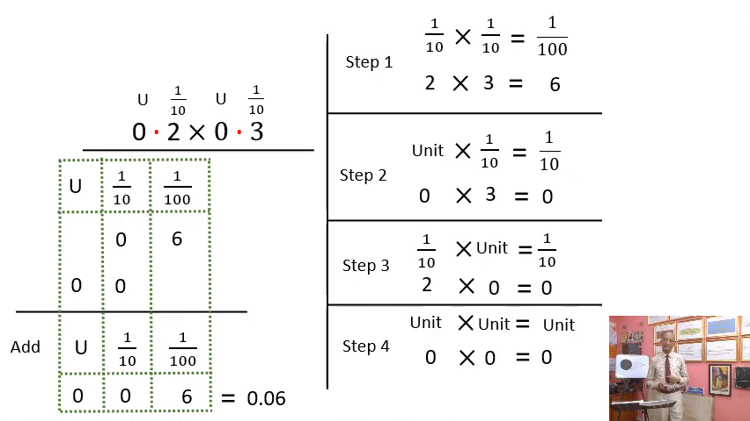So this is one method. Shall we go to the second method? Okay. So let us view this geometrically and try to have some more insight into this process. Now what is it that we have to do? We have to find out the product of 0.2 into 0.3.